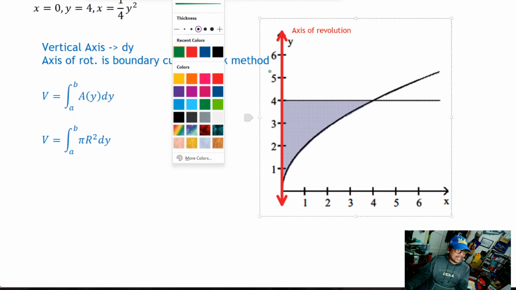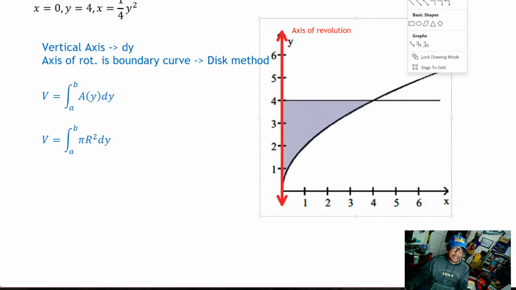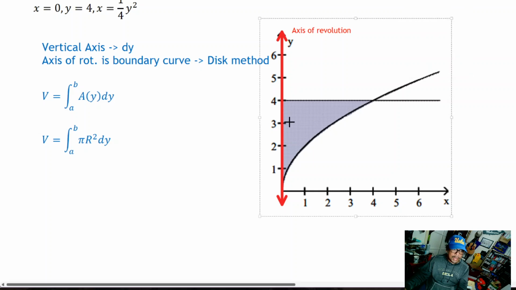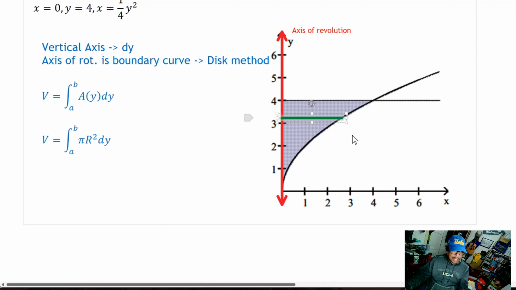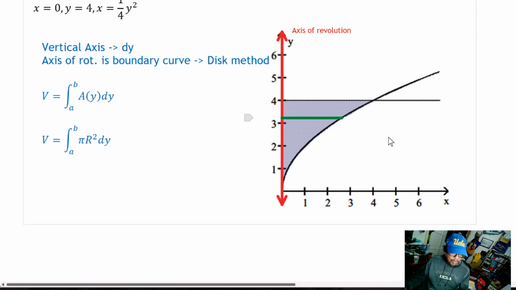So if I start, I'm going to draw a line starting at the axis of rotation, and I'm going to go all the way to the far end of the region. So here is the axis of rotation. We're going to draw a line perpendicular to the axis of rotation all the way to the curve. The length of this line is going to be my radius.